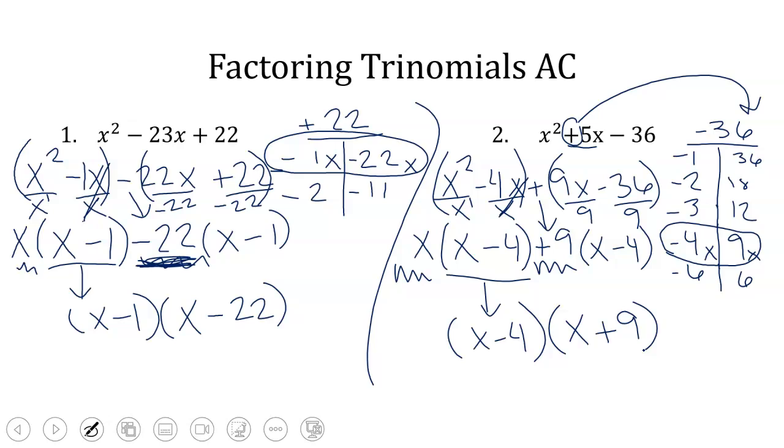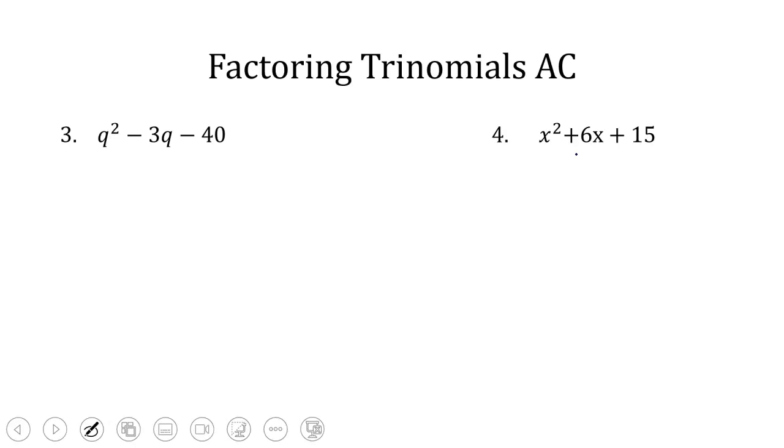Now, you can check yourself with all of these problems. You can FOIL or distribute property back in, and it'll match our original problem. Or you can ask yourself, multiply the last two. So negative 4 times 9, that equals negative 36. And then add them. Negative 4 plus 9 is positive 5. So that means I got it right. All right, let's try a third one.